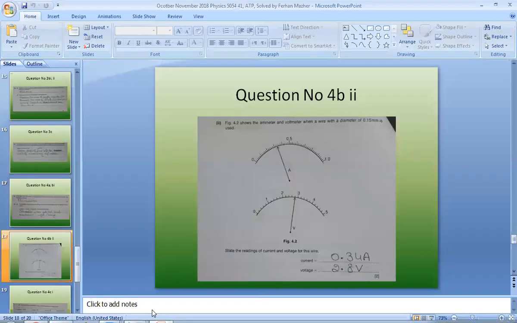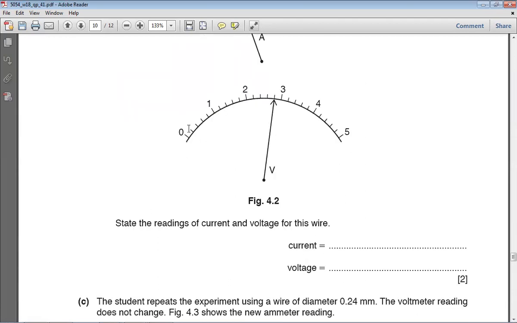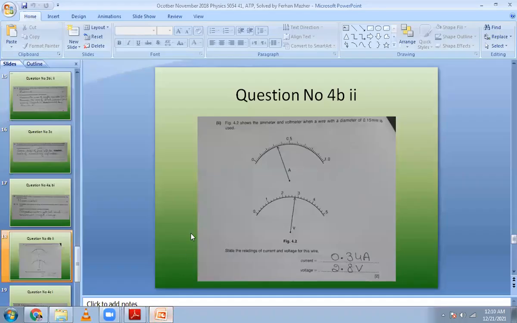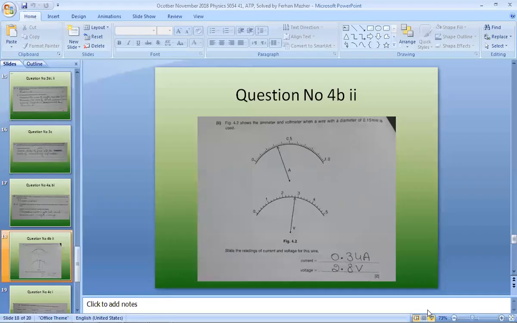Okay. Now, the reading on this voltmeter is, this is 1, 2, 3, and 4. And this will be 2.2, 2.4, 2.6, 2.8, and 3. So the reading is 2.8 volt. So you have to just note down these readings.